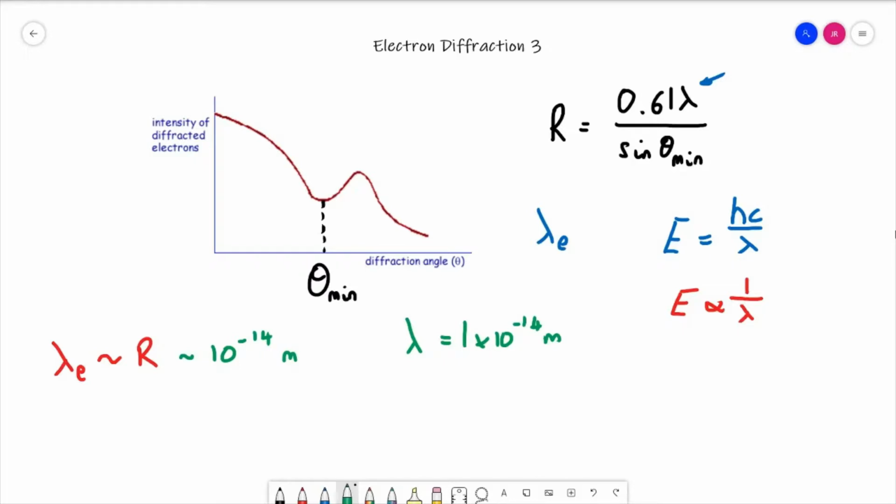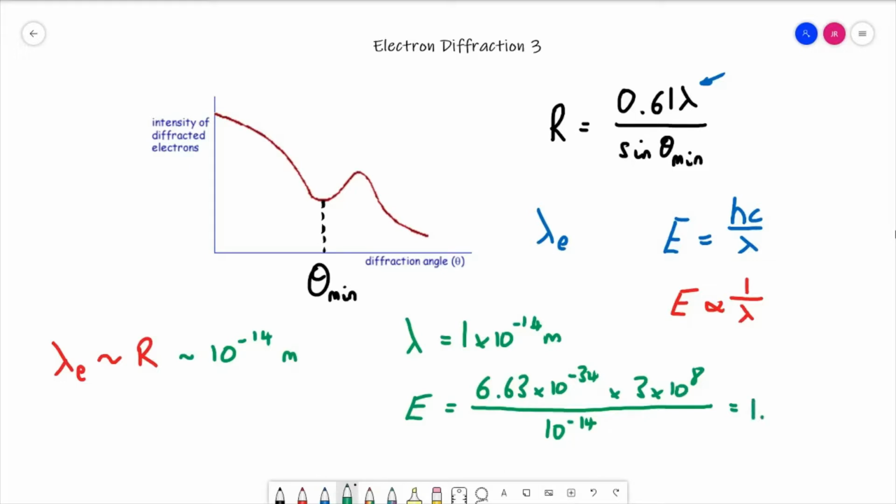So if we plug numbers into the equation, E is equal to hc over lambda, so Planck's constant 6.63 times 10 to the minus 34 multiplied by the speed of light, 3 times 10 to the 8, and we're going to divide that by the wavelength, or at least the order of magnitude of wavelength that we're looking at, which is 10 to the minus 14 of a metre. What that gives us in joules is 1.99 times 10 to the minus 11 joules.